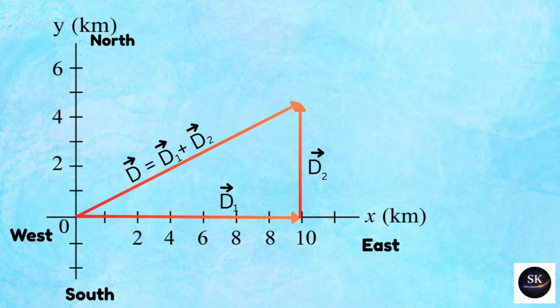The magnitude or length of D can be obtained using the theorem of Pythagoras because D1, D2 and D form a right triangle with D as the hypotenuse.